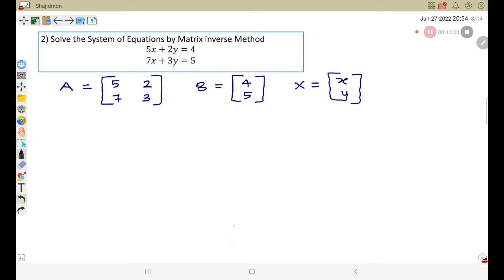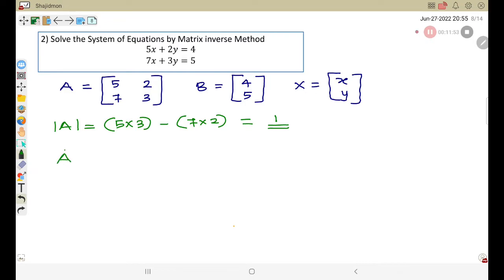Okay. Now we need to calculate first determinant of A. Determinant of A equals main diagonal numbers 5 multiply 3 minus off diagonal numbers 7 multiply 2. 5 multiply 3, 15. 15 minus 14 means we will get 1.